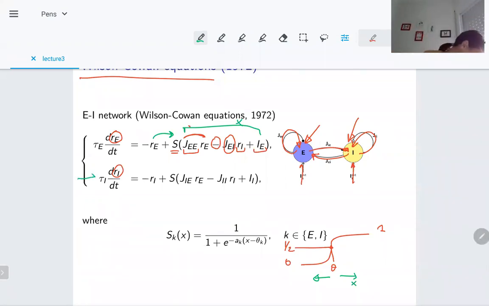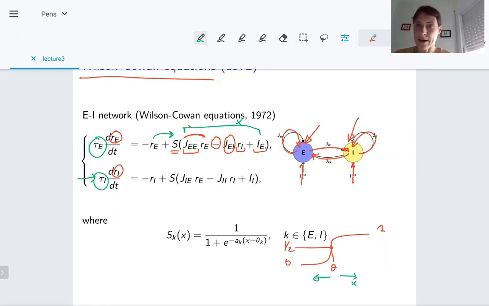The same equation is used to model the activity of the inhibitory population, okay? And both of them have this constant tau here that determines the time constant of these populations. And with this, I finish. So what is the dynamics that emerges here?